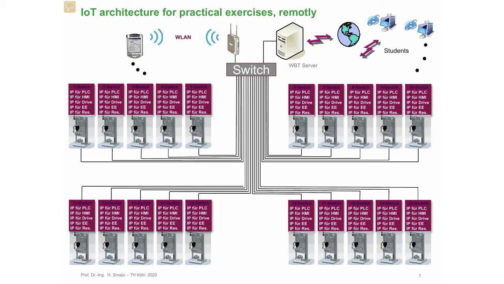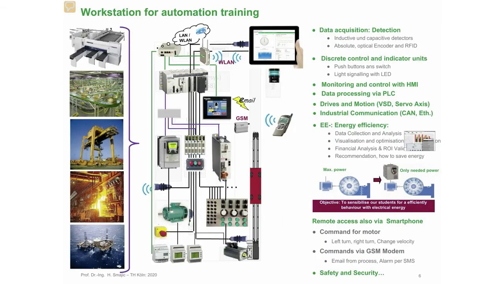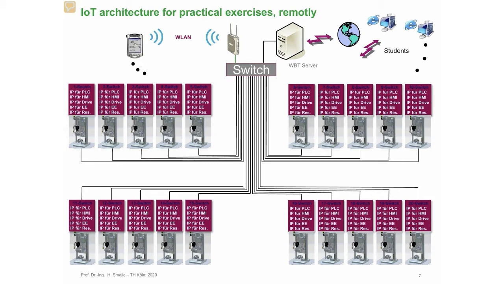So, on each working station, I show here one working station. We built 20 of those working stations in one room. At each working station two people work, but if we work online, one student at a time. And for each working station, we provided 10 global IP addresses, so the whole laboratory has 200 global IP addresses. Students accessing these stations can perform their tasks, which are programming PLC, drives, HMI, downloading, and checking their results.